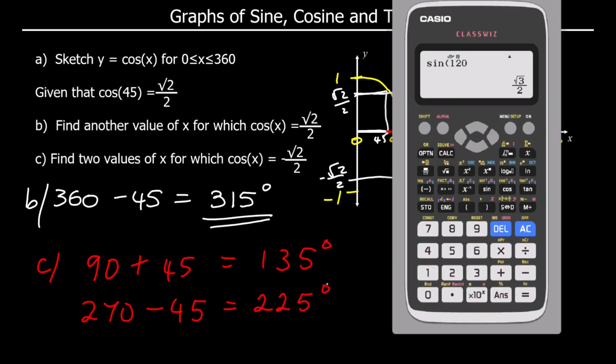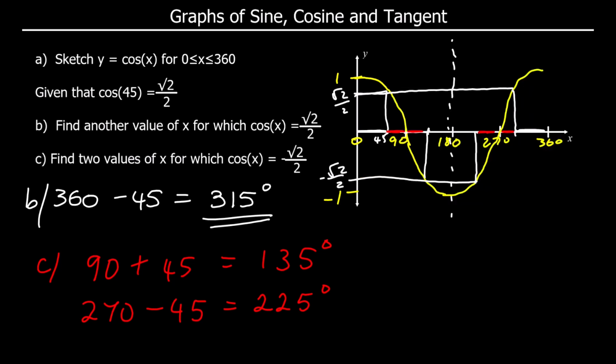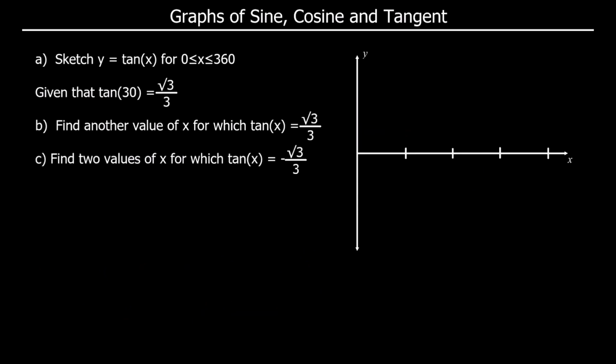And we can check on the calculator. Cos 135 is negative root 2 over 2. Cos 225, negative root 2 over 2. And one more. Again, if you can, pause the video, give it a go.